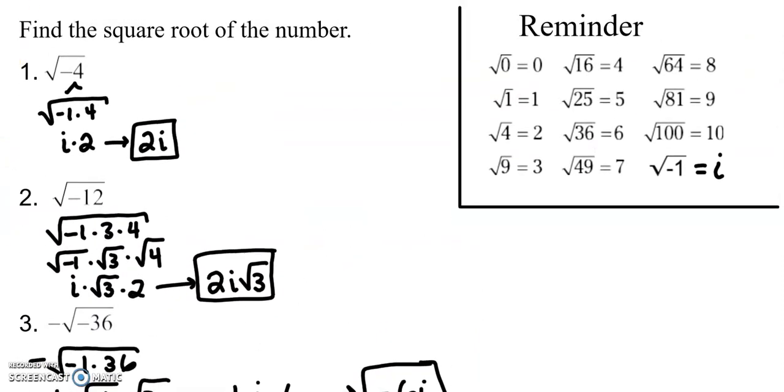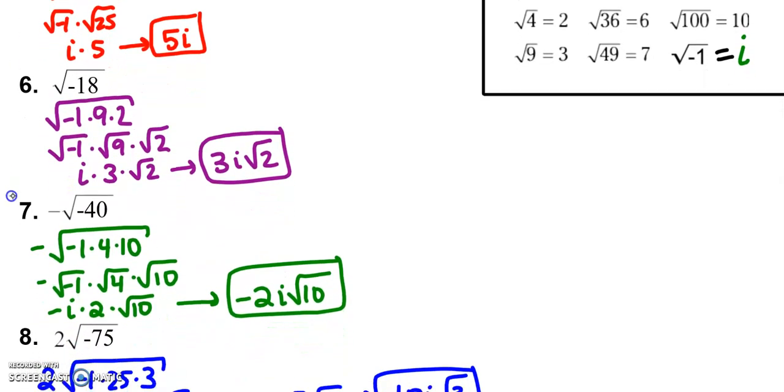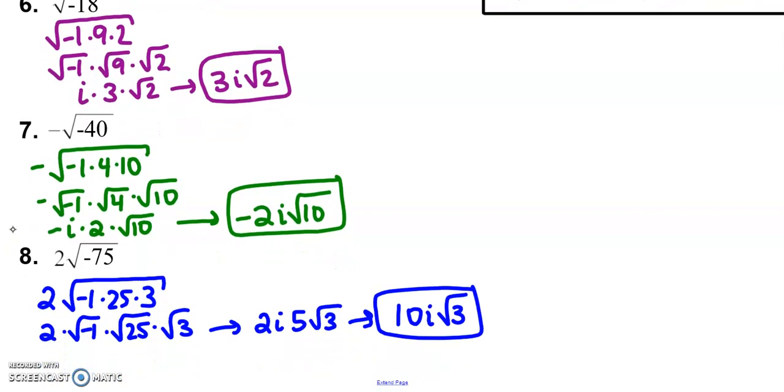Okay, so we now have 8 different examples that we can look at. When you're asked to take the square root of a negative, you now know how to simplify those down, taking the square root of a negative and simplifying with i.